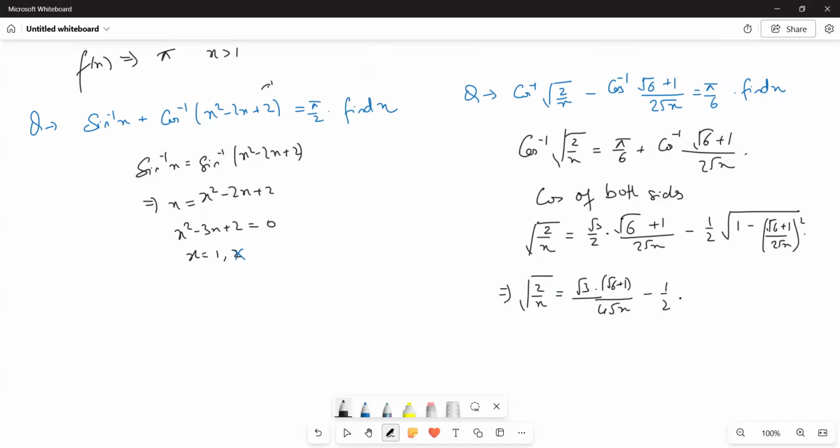Okay, from here 2 root x will come outside, so this also becomes 4 root x, and inside the root will come 4x minus, root 6 plus 1 whole square would be 6 plus 1, 7 plus 2 root 6. So minus 7 minus 2 root 6. So root x got cancelled, root x will cancel from the whole equation.